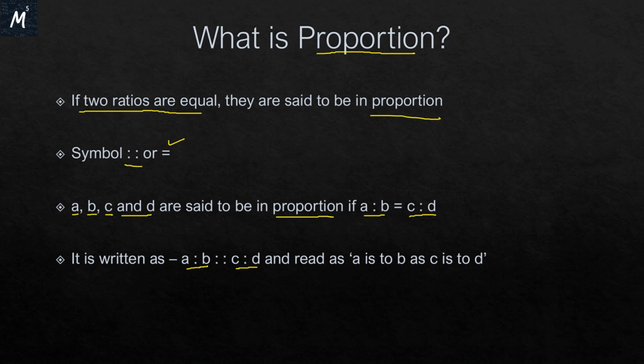But there is one way to read it also. How do we read it? A is to B as C is to D. So these four dots are read as A is to B as C is to D.